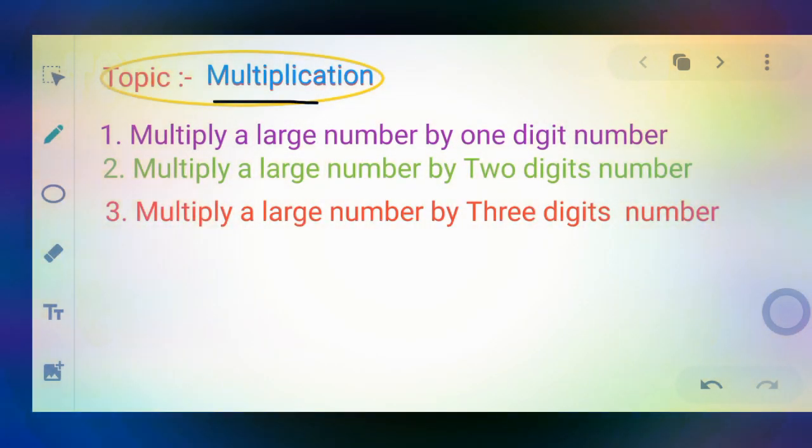So first of all, here I am going to explain how to multiply a large number by a one digit number. The large number may be 3 digit, may be 4 digit. Whatever I take, I will multiply this number by a one digit number. So now let's start.